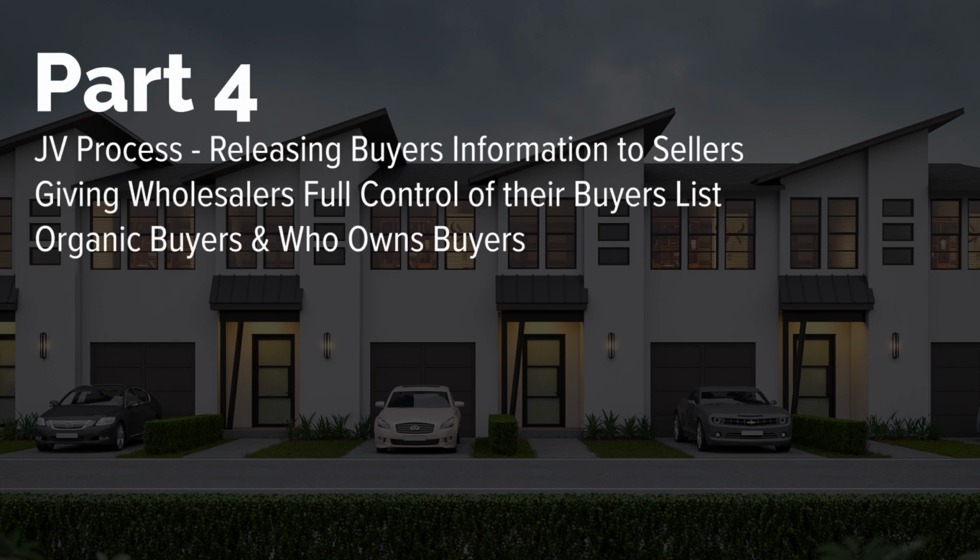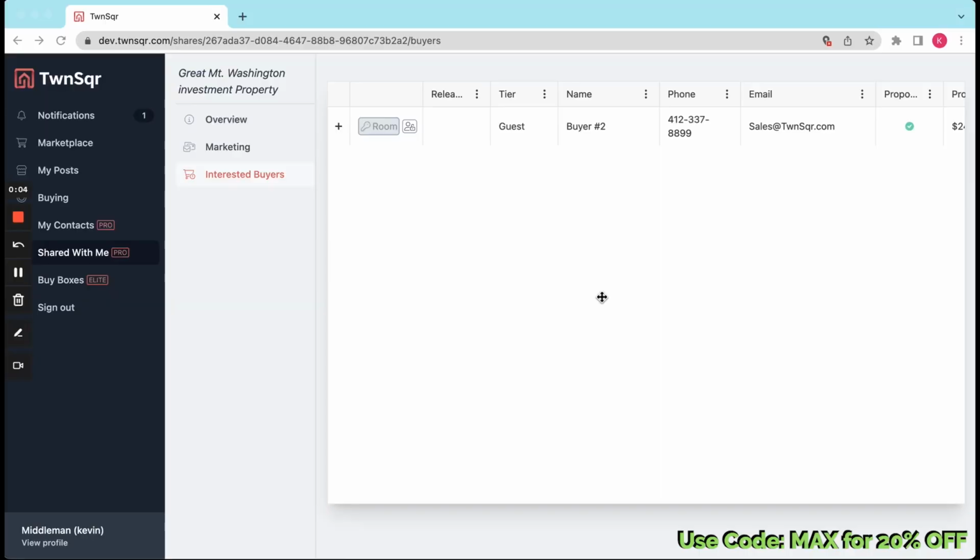All right, welcome back to the 4th and final part of our demo. What we see here is the middleman's account, and we can see that this button is available for us to release this buyer that we have provided to the seller, release them to the seller by clicking this button. And again, what that does is it removes the redaction that we will see on the seller's side that prevents the seller from seeing the buyer's name, phone number, and email address. I'll switch over and show you what that looks like real quick one last time.